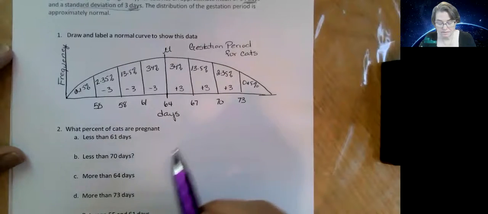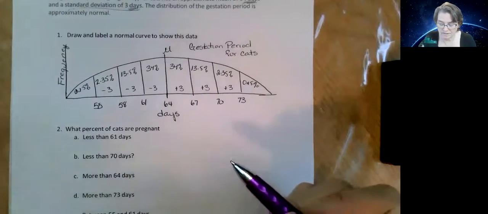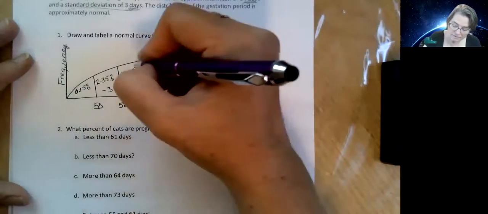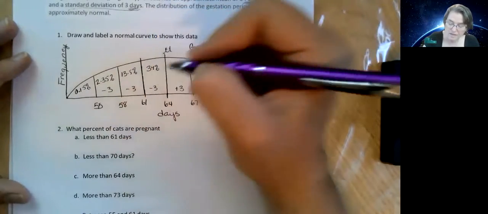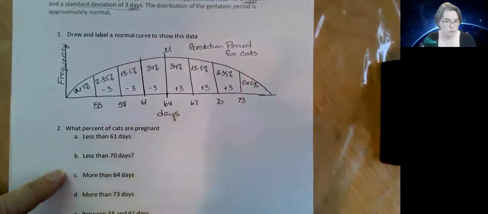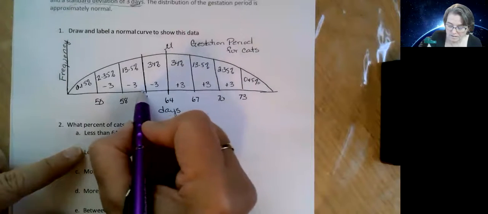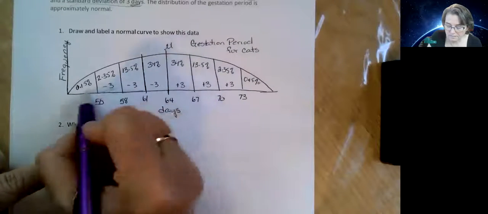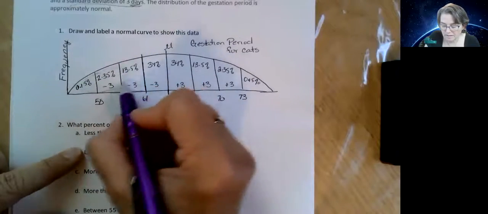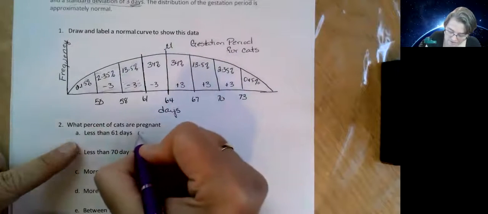Now we're actually going to use it. So it says, what percent of the cats are pregnant less than 61 days? So here's what you do. Oh, I'm going to need a bunch of colors for this. Okay. So you find 61. And right now, all of these numbers are sure to be on your graph. And I want to go less than that. So less than is going in this direction. I'm just going to sketch that in with my pen here. And what that means is I'm going to add up all of those sections that I just colored.